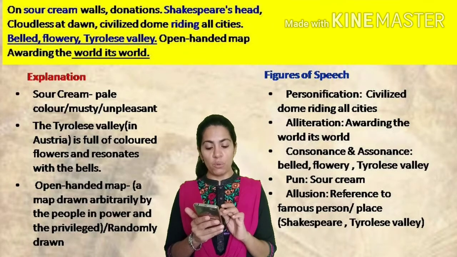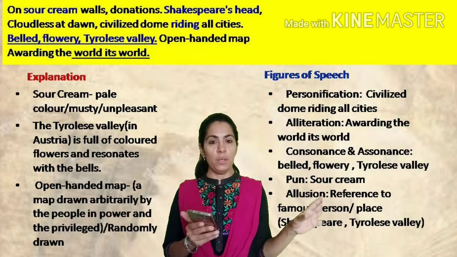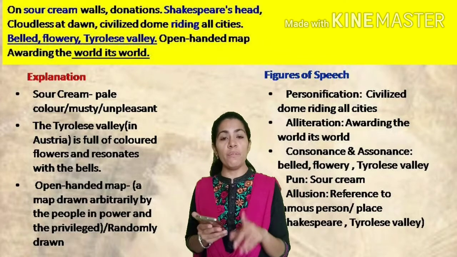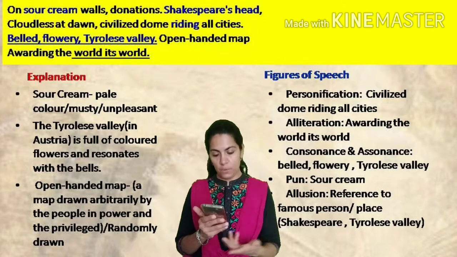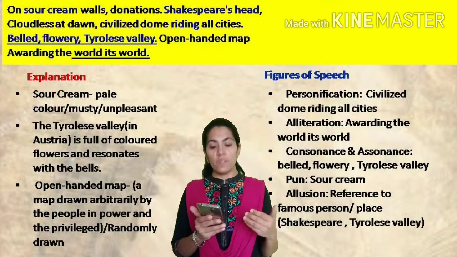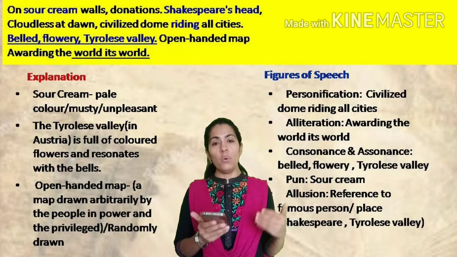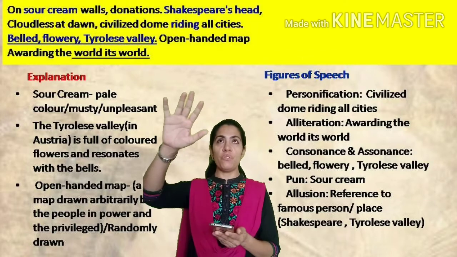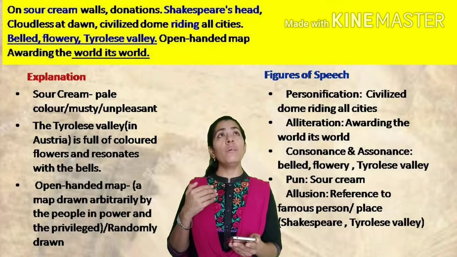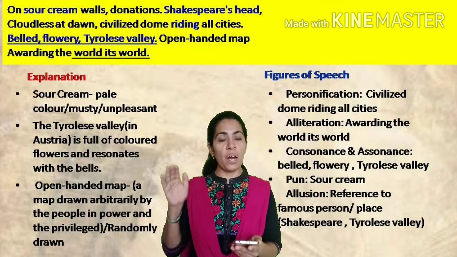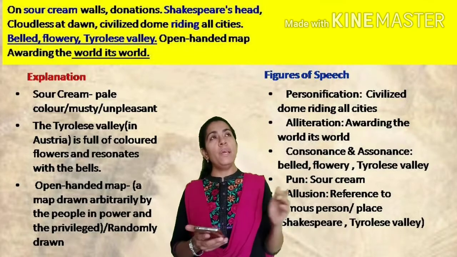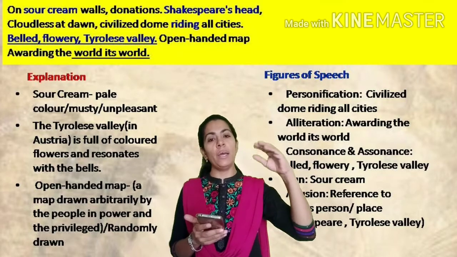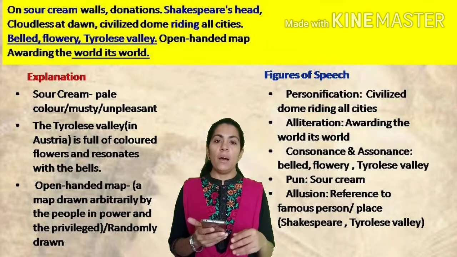And what else is there on the walls? Shakespeare's head. There is an image, a portrait of Shakespeare hanging on the wall. It is an allusion because we are referring to a famous person or a thing. "Shakespeare's head, cloudless at dawn, civilized dome riding all cities." And what are the other pictures pasted on the wall? There are pictures of huge domes, arch structures, or huge buildings which are riding all cities, which are dominating over the cities, or which are so high in their stature that they dominate the city.